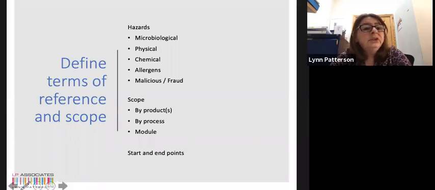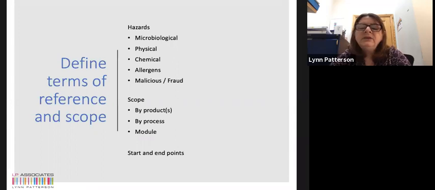What hazards am I going to look at? So I'm going to look at my top 4 food safety hazards: microbial, physical, chemical, and allergenic. And then there's now a 5th hazard that we consider, which is malicious contamination and fraud. So am I considering all of these, or am I only considering part of them? You make it very clear in this definition of the scope that you're not looking at food quality, you're only looking at food safety.